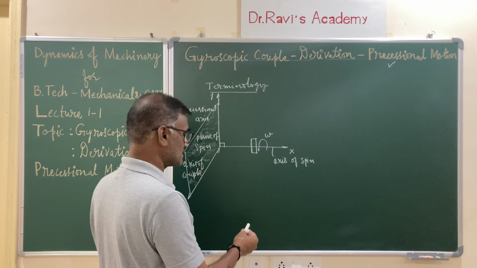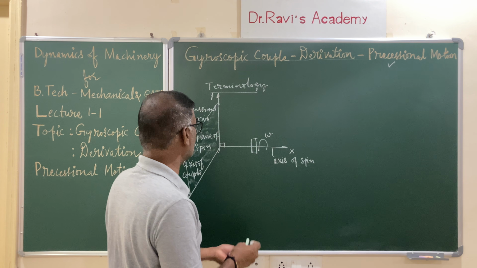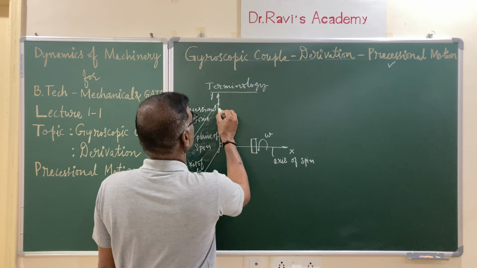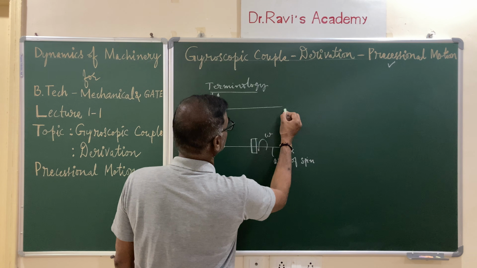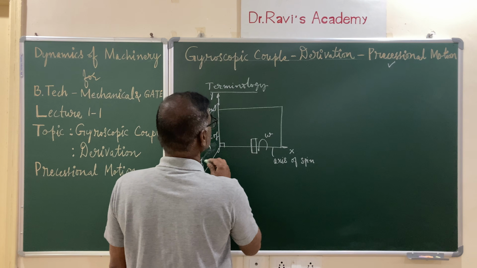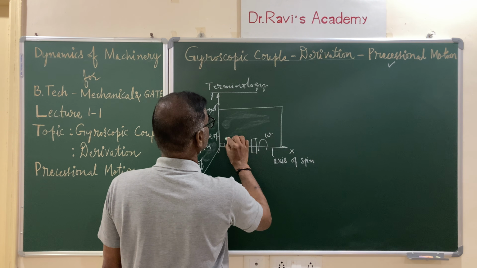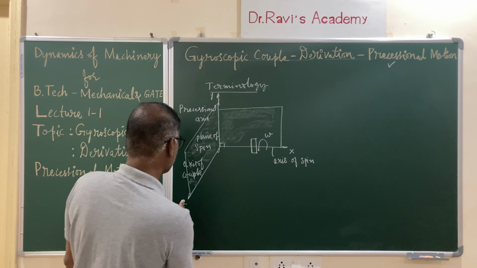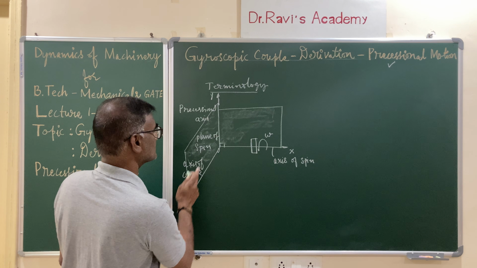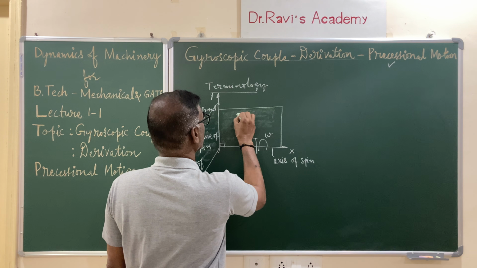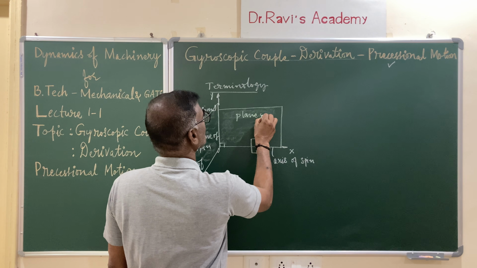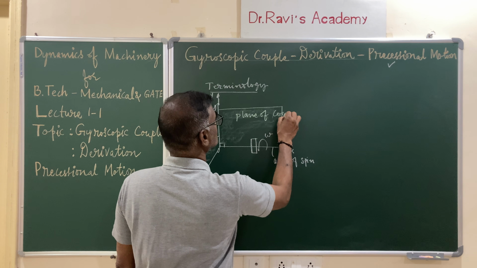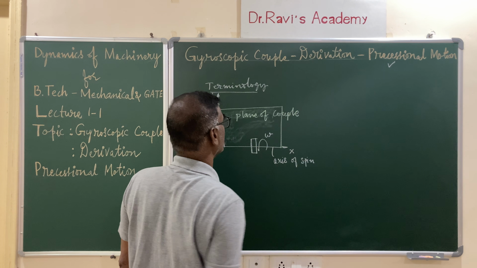And similarly, let me take another chalk color. I am taking green. This particular plane, I am shading it with this. Observe carefully, this particular plane is perpendicular to your axis of couple, and this plane is called the plane of couple, plane of gyroscopic couple, or simply plane of couple.